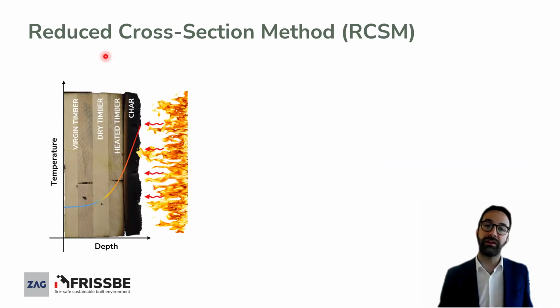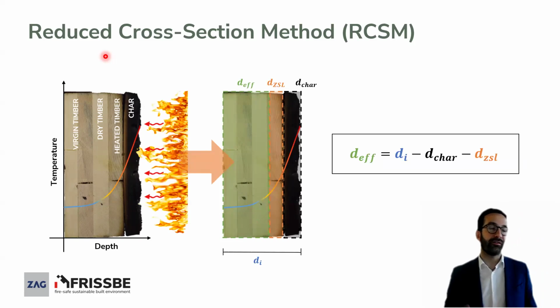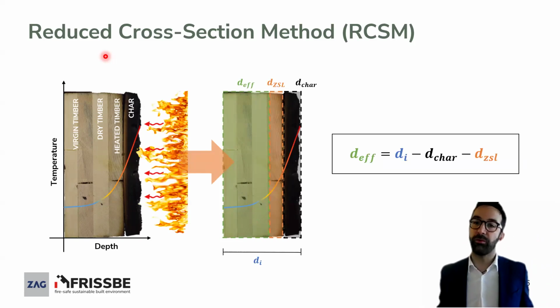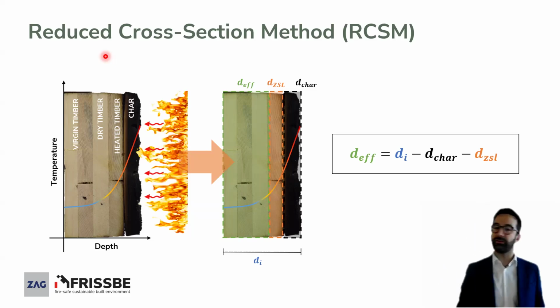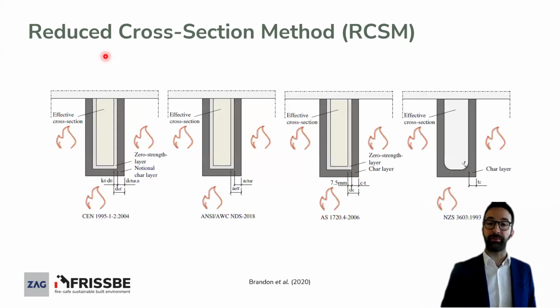So charred timber, heated timber, dry timber, and virgin timber. And then what is the typical way that we solve it? We try to get the effective cross-section of this element by taking the initial cross-section, removing the part of the timber that is actually charred, and removing a part of the timber that is not fully charred but is heated, so has lower mechanical properties.